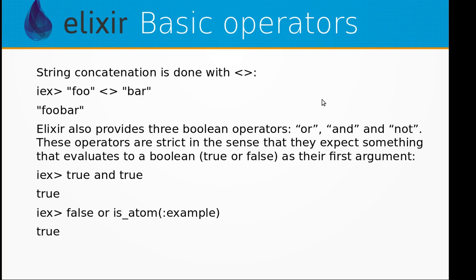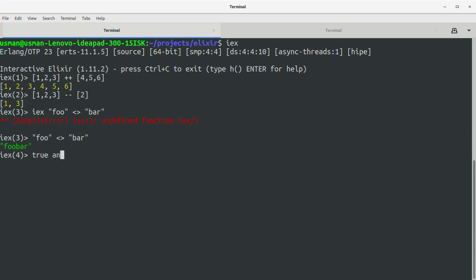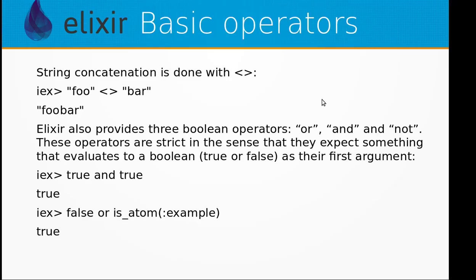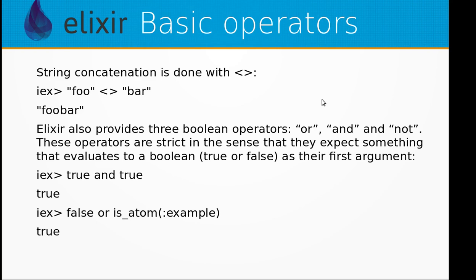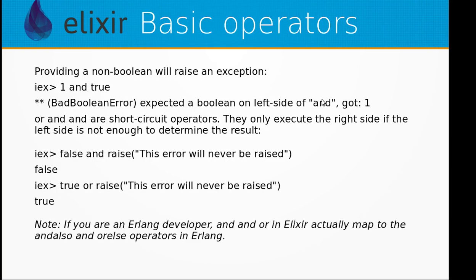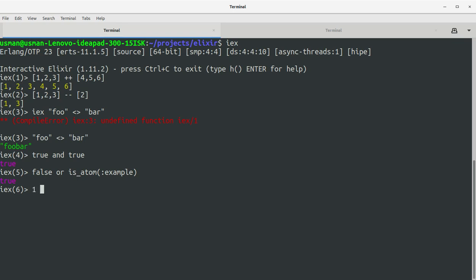Elixir also provides three Boolean operators: or, and, not. These operators are strict in the sense that they expect something that evaluates to a Boolean, true or false, as their first argument. So if I type in true and true, I'll get true. If I type in false or an example, I'll get true. Providing a non-Boolean will raise an exception. So if I type in 1 and true, we get an exception saying expected a Boolean on left side of and, got 1.